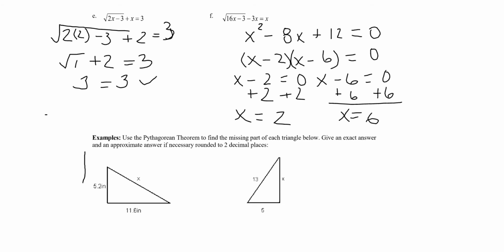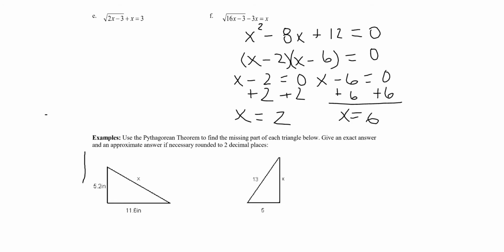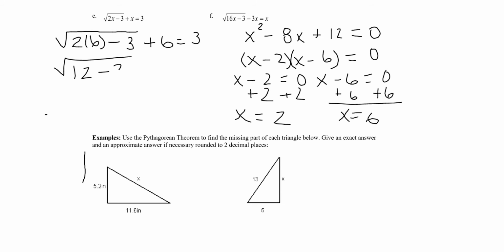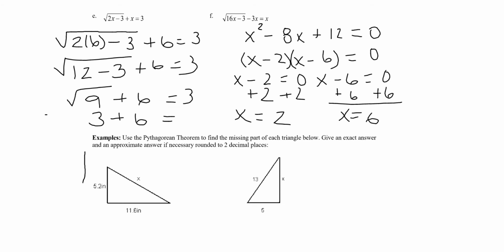All right, now let's try 6. So I'm going to erase this one. And we'll do 2 times 6 minus 3 plus 6 equals 3. 2 times 6 is 12. 12 minus 3 is 9. So the square root of 9 plus 6 equals 3. The square root of 9 is 3. 3 plus 6 is 9. It does not equal 3.